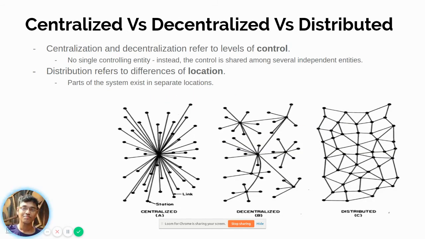Now if you look at all of these together, centralized and decentralized systems talk about the control of the system. In a decentralized system, there is no single controlling authority. Instead, the control is shared among different entities. A distributed system talks about the differences of locations. Parts of the system exist in several different locations, and they all collaborate with each other to achieve a common goal. So that is the difference between all three.